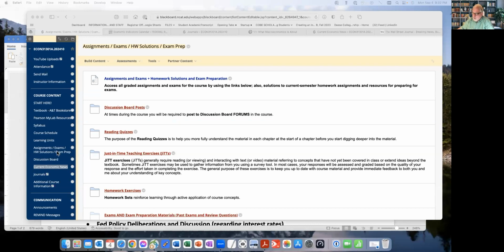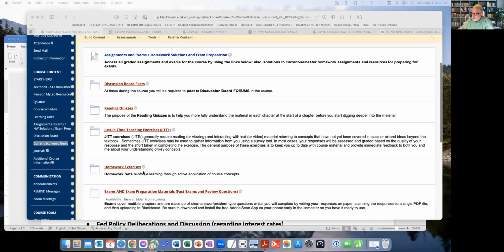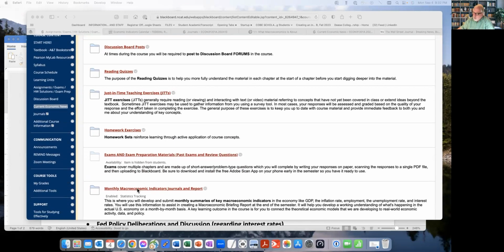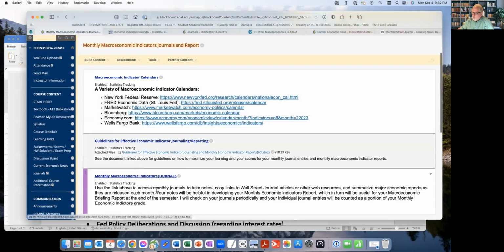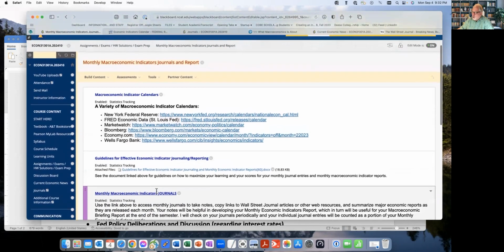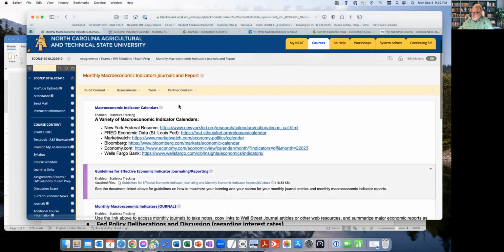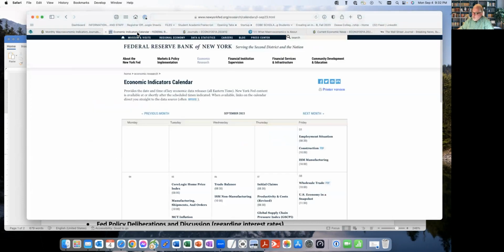So what you'll see here right now up on the screen is the assignments, exams, homework solutions, exam prep portion of the Blackboard site. And if you scroll down, you'll see the monthly macroeconomic indicator journals and report. And there's some discussion there about what that's all about. If we go there, we'll see that there are calendars, there's guidelines for effective journaling, monthly macroeconomic indicator journals, the link to the journals themselves. Let's just look at one of those calendars, the Federal Reserve Bank of New York. It's the first link in that group.